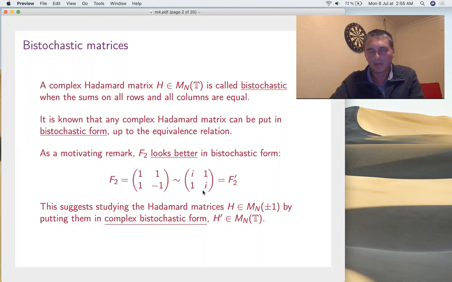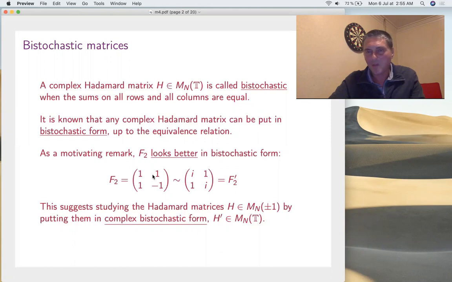And well, this looks better. At least that's my opinion. I mean, this is more beautiful than this, right? It looks more balanced somehow. So this suggests that, even for real matrices, this is something very interesting. They look better in complex bistochastic form.